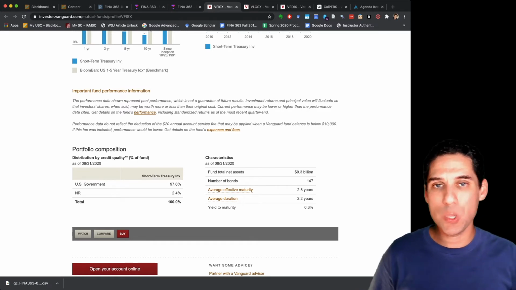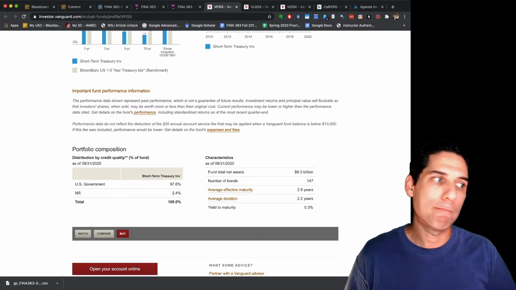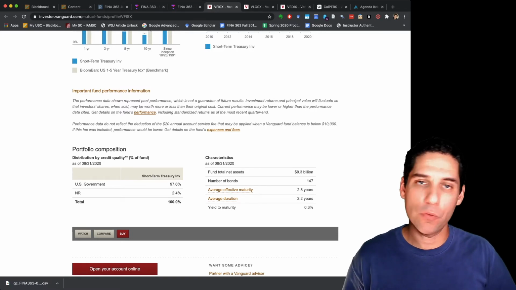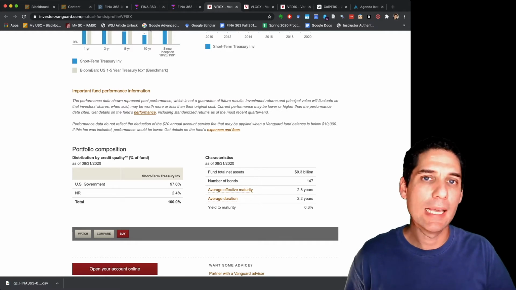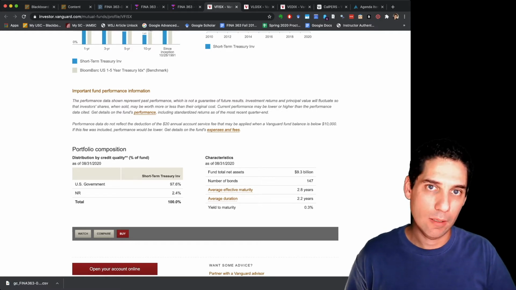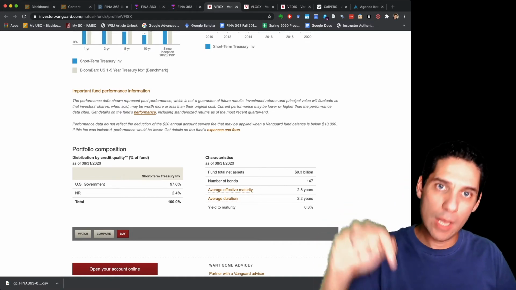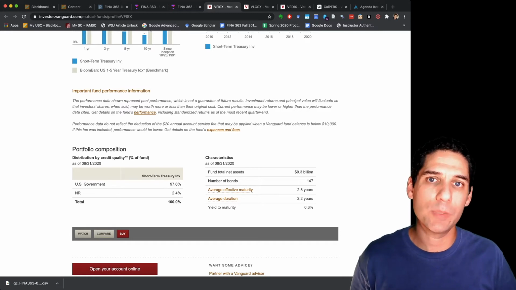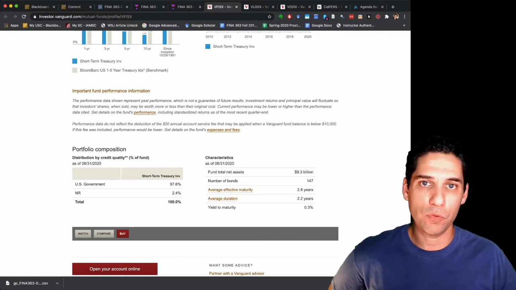So 2.2 years of ModD means if, for example, interest rates were to go up 1 percentage point, the value of this portfolio would drop approximately 2.2%. Okay, so 1% increase in yield, ModD is 2.2. The drop in the value of the portfolio would be about 2.2%. So that would be the type of risk we would be facing with this portfolio.